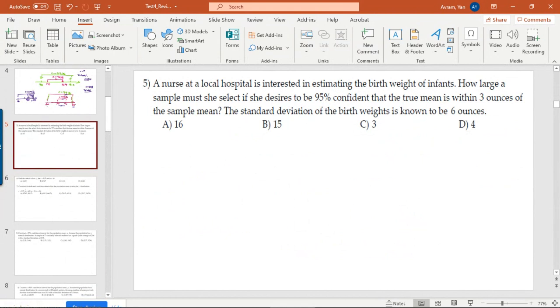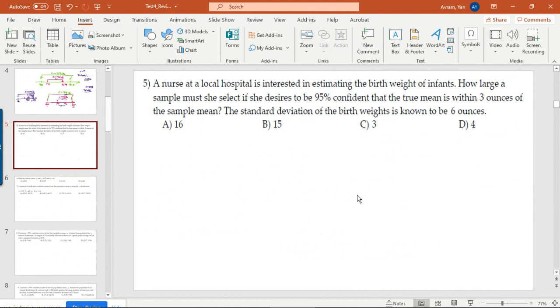Okay, number 5. This one is giving you a little bit of sample size. A nurse at a local hospital is interested in establishing a birth weight of infants. How large must the sample be if she desires to be 95% confident that the true mean is within 3 ounces of the sample mean?